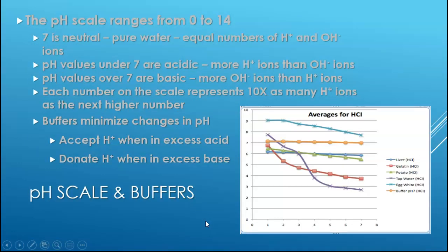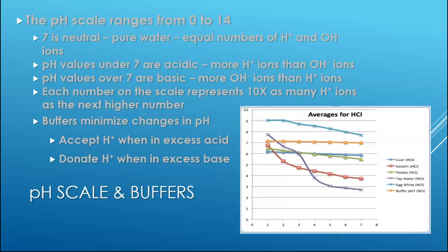The pH scale ranges from 0 to 14. Remember, 7 is neutral, that's pure water, where you have equal numbers of hydrogen and hydroxide ions. pH values that are under 7 are called acids. They have more hydrogen ions than hydroxide. pH values over 7 are basic, having more hydroxide ions than hydrogen ions. And remember, once again, each number on the scale represents 10 times as many hydrogen ions as the next higher number. In living systems, pHs generally remain right around 7, like I said before.